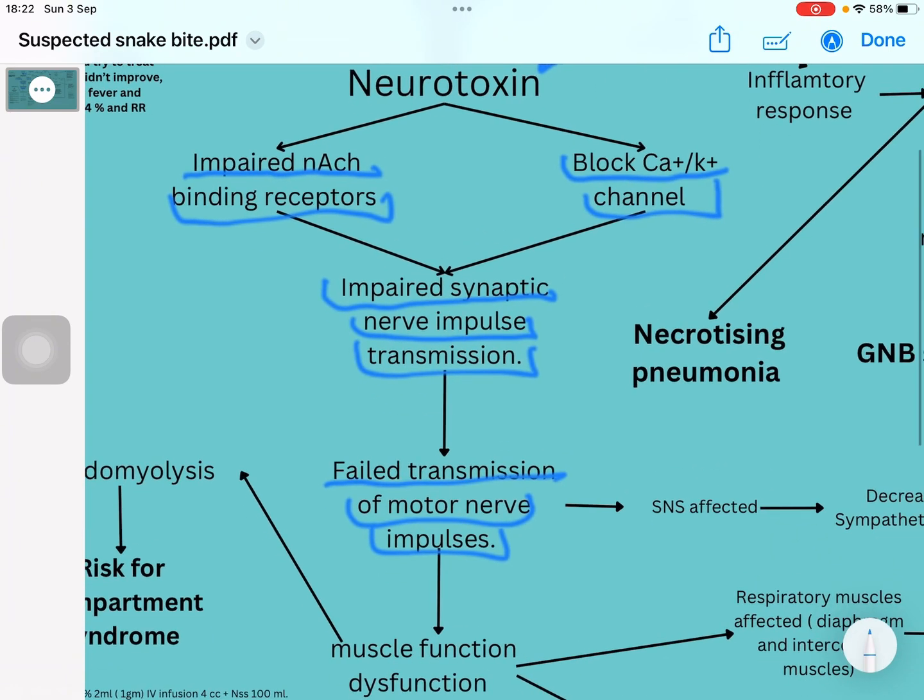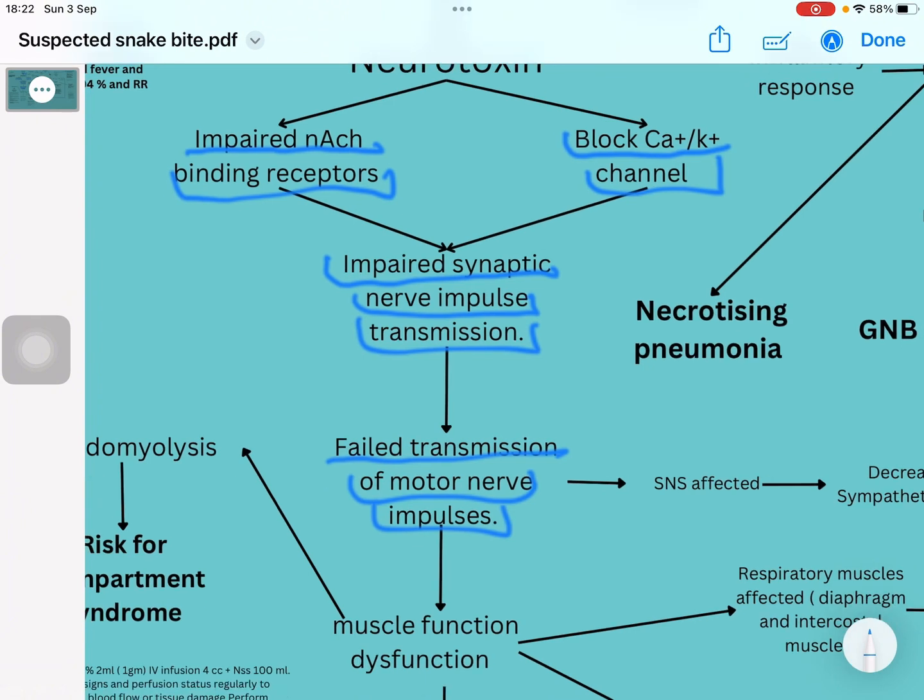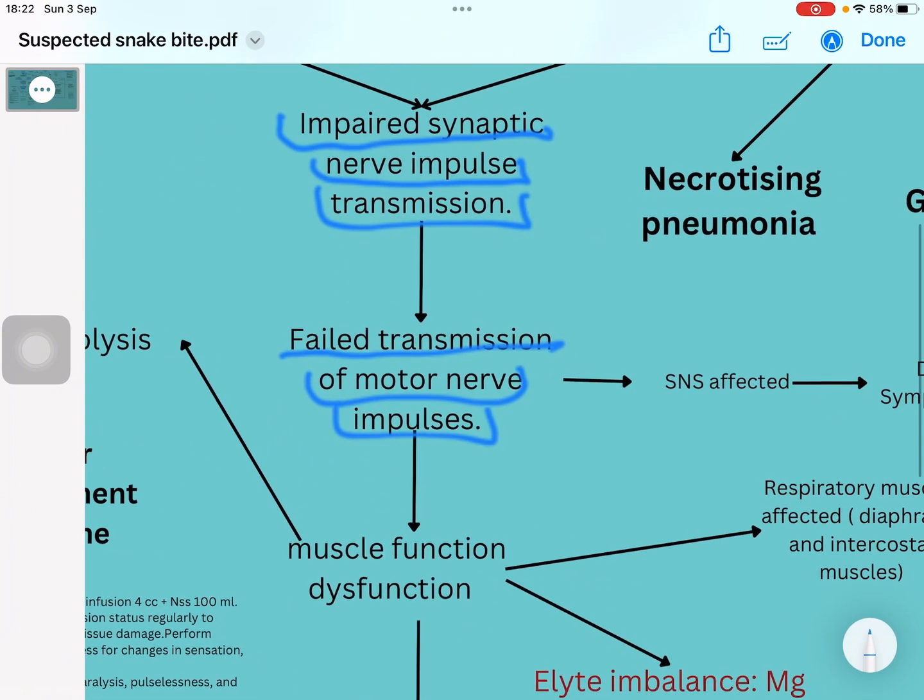It can affect different kinds of nerves, but in my case, in my pathology, I'm connecting it with the motor nerve. So why? Because when the motor nerve doesn't work well, when the transmission of motor impulses is not good, it can lead to muscle dysfunction.